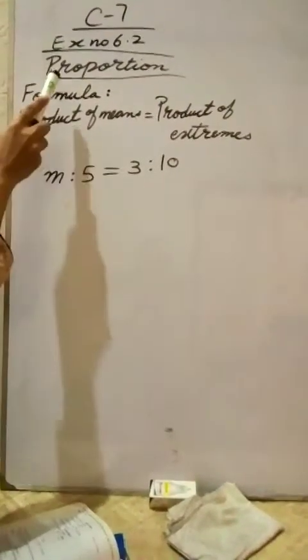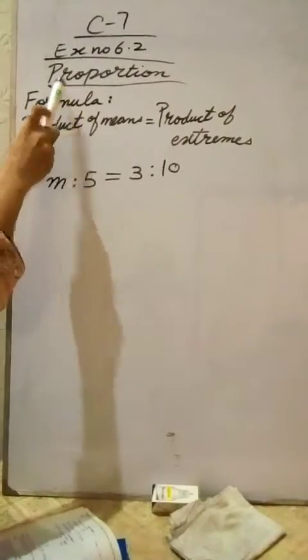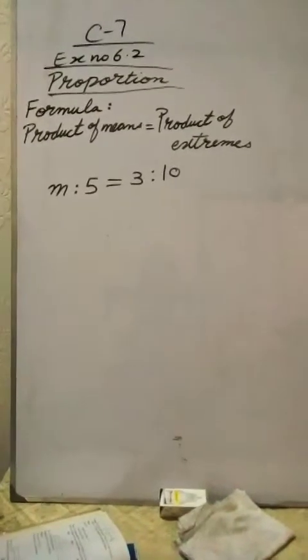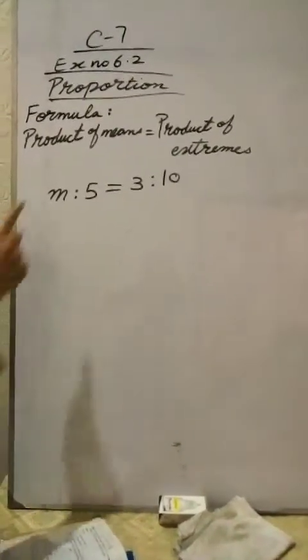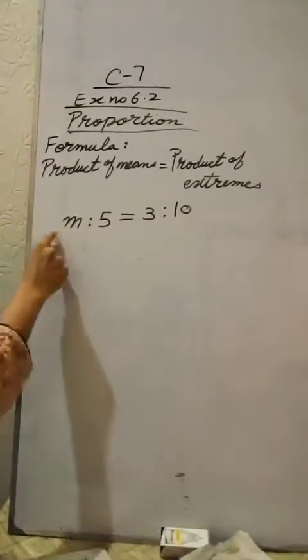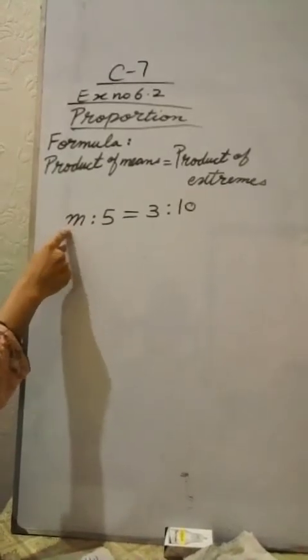Start exercise number 6.2 and the concept is proportion. How to solve the questions related to proportion. First of all, we need to understand the concept of proportion. We need to find the proportional value. Let's see, we have m ratio 5 equals 3 ratio 10. m is the unknown. We need to find the value of n.